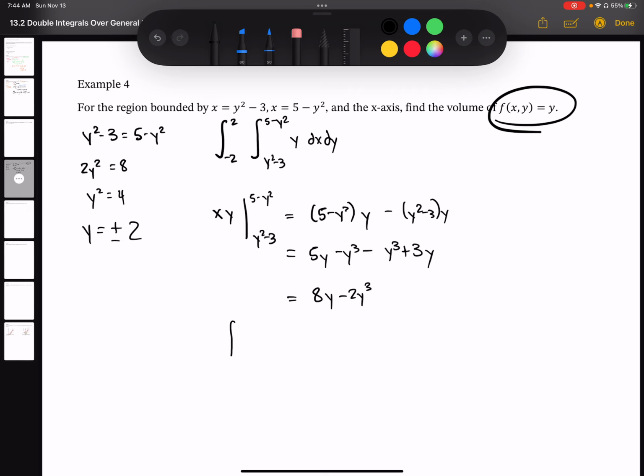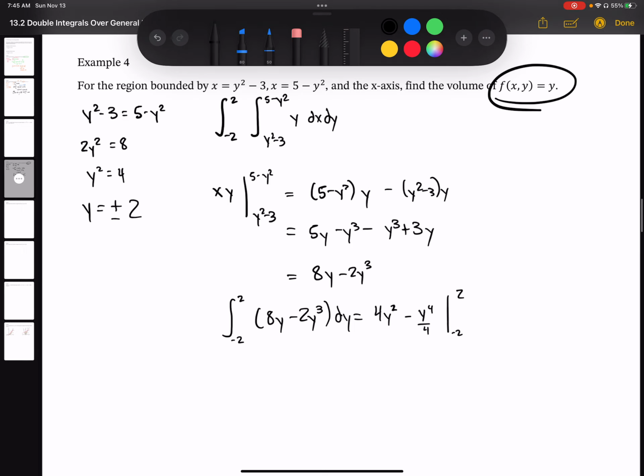And so now we want to integrate from -2 to 2 of 8y minus 2y cubed dy, and that's going to be 4y squared minus y to the 4th over 4, evaluated from -2 to 2. I guess we can do this one algebraically. So 2 squared is 4, 4 times 4 is 16. 2 to the 4th is 16 divided by 4 is 4. So 16 minus 4.